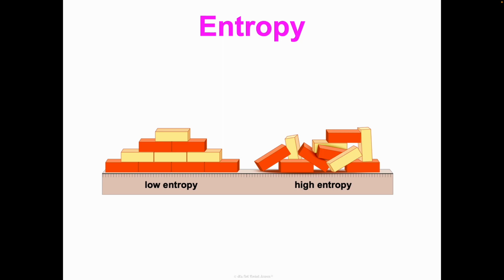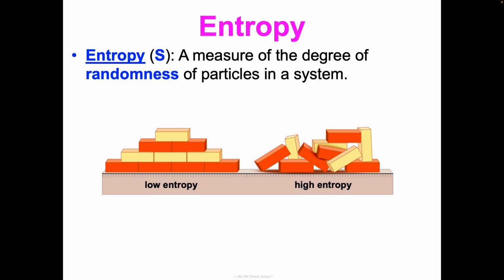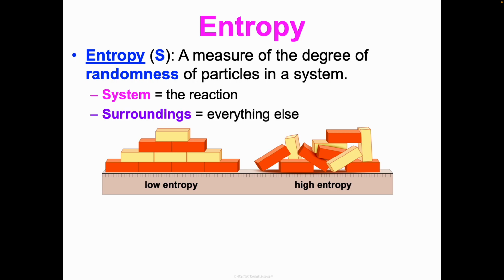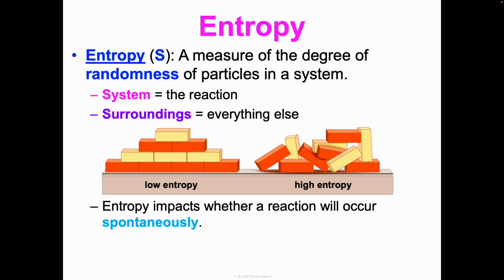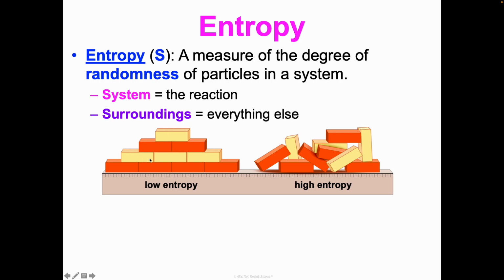So more on each of these terms. Entropy is represented by a capital S. It's a measure of the degree of randomness of particles in a system. System, I've said that a couple times. When we're talking about a system, we're just talking about the chemical reaction and what's going on there. And then the surroundings are just everything else. Okay, so I like this picture because with low entropy, you see the order. High entropy, you see the randomness and more of the disorder here.